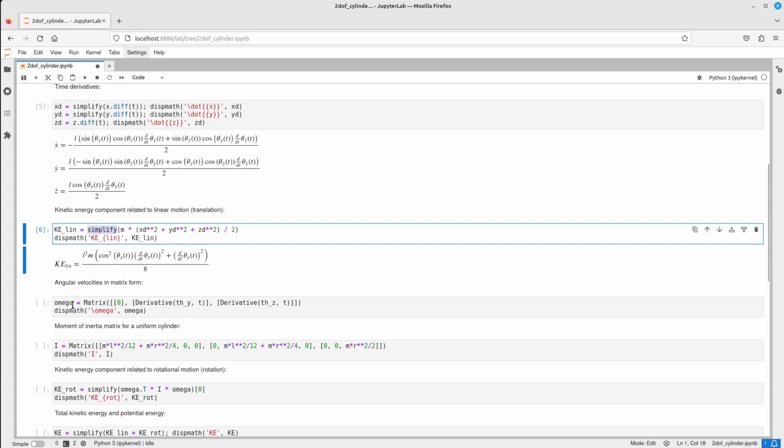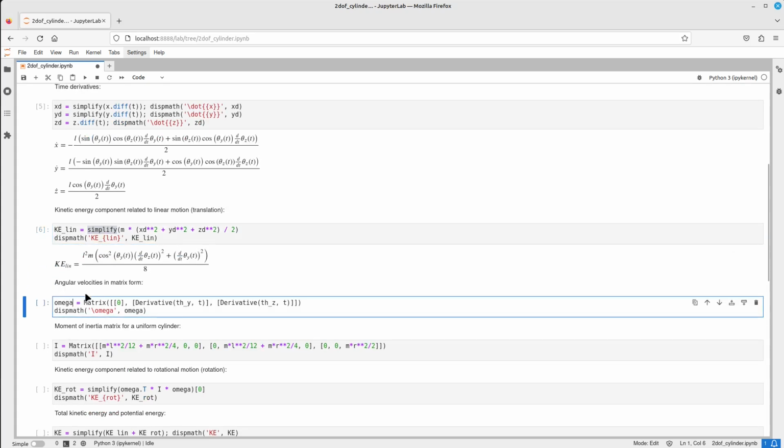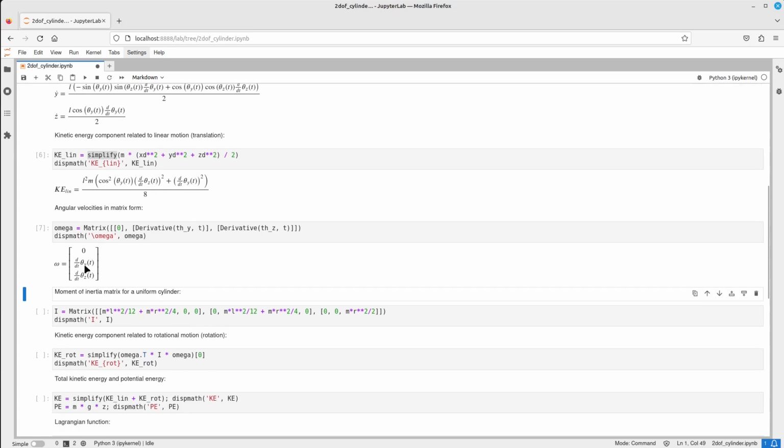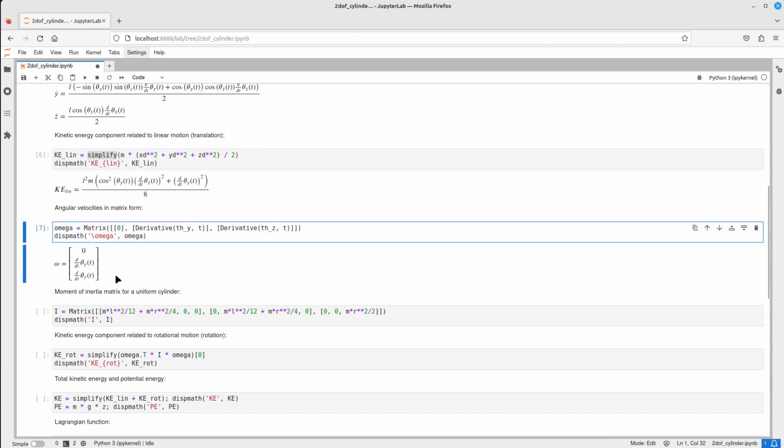And now I'm going to introduce a column matrix that holds angular velocities. So let's see what it looks like. So we have 0 for x because there's no rotation with respect to the x-axis, but there is rotation about the y-axis as well as the z-axis. So we have those components there as those derivatives here.